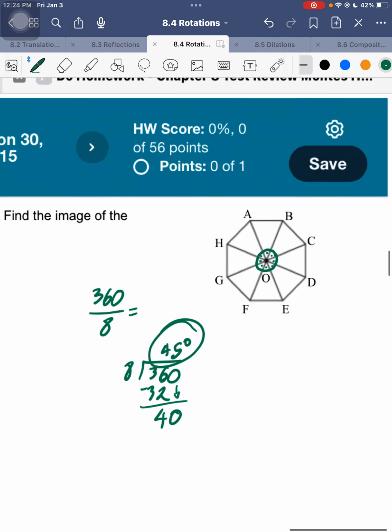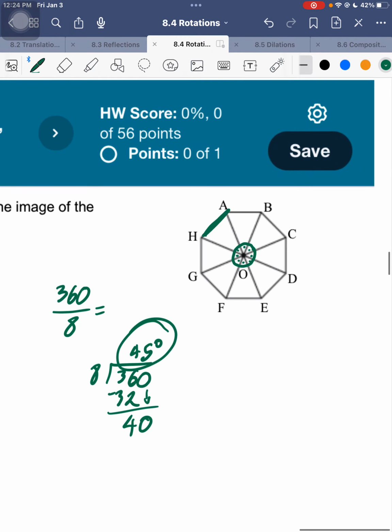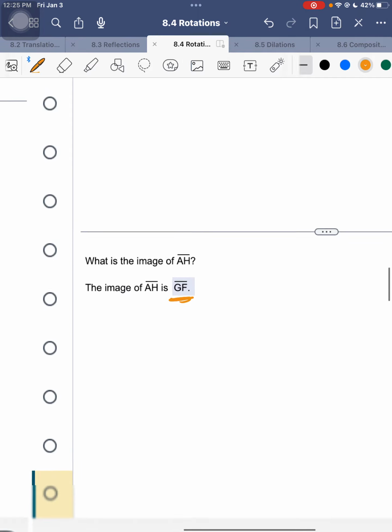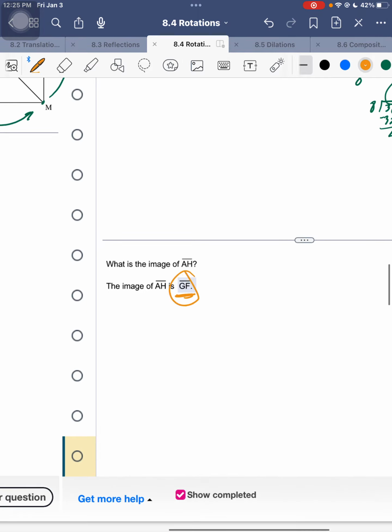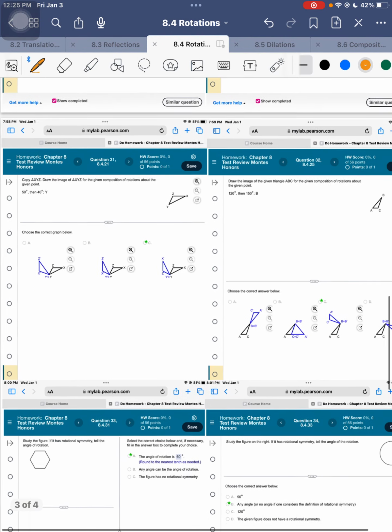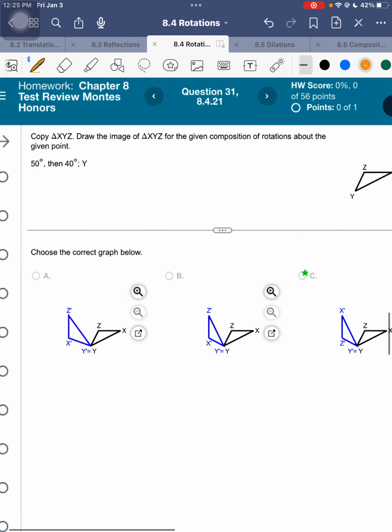So let's start. What am I moving? AH. So that means if I move 45 degrees, remember, counterclockwise, a 45-degree rotation would land me at HJ. A 90-degree rotation would land me at GF. So my answer should be GF or FG. Okay?